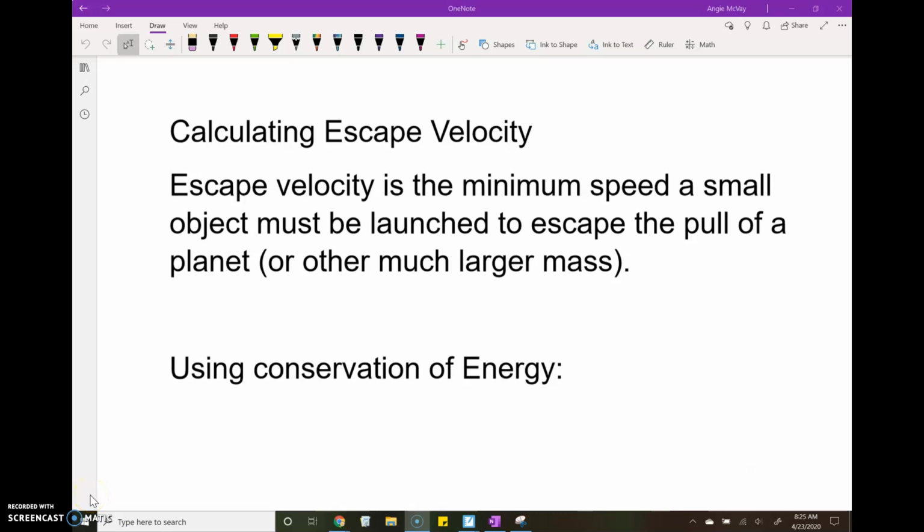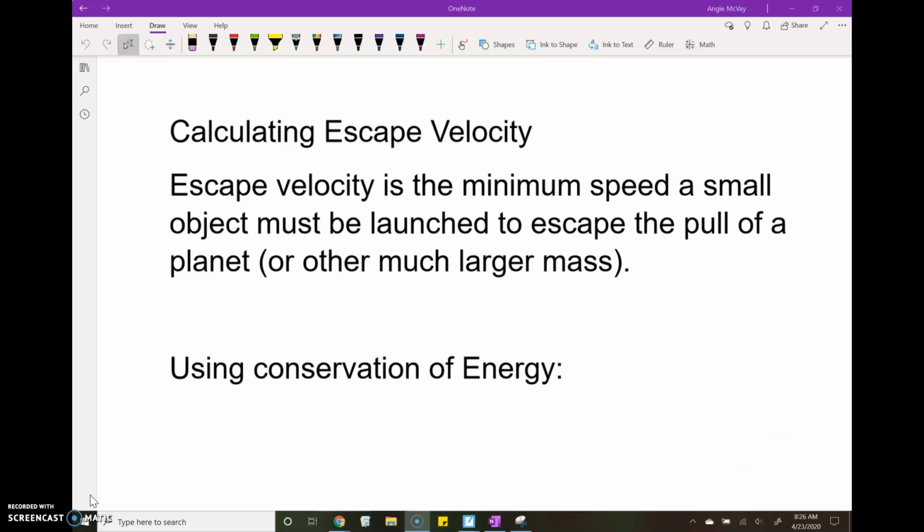All right, kiddos. So now that we have some background regarding gravitational potential energy and gravitational potential at a planetary scale, let's see if we can come up with an equation to calculate the escape velocity, the minimum velocity required for an object to be launched off the surface of a planet or other large body to escape the pull of that planet.